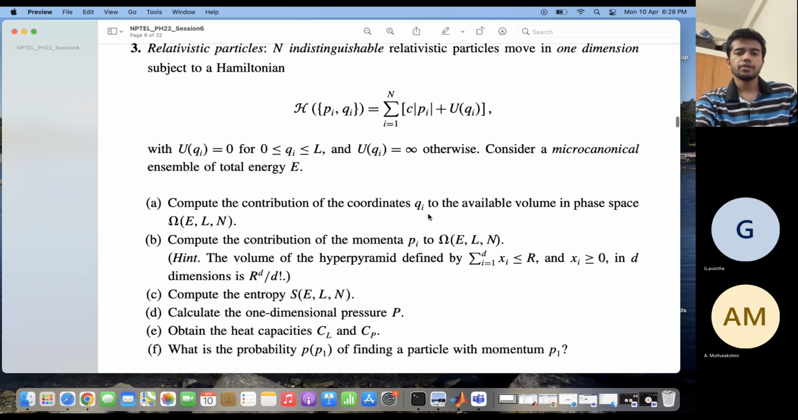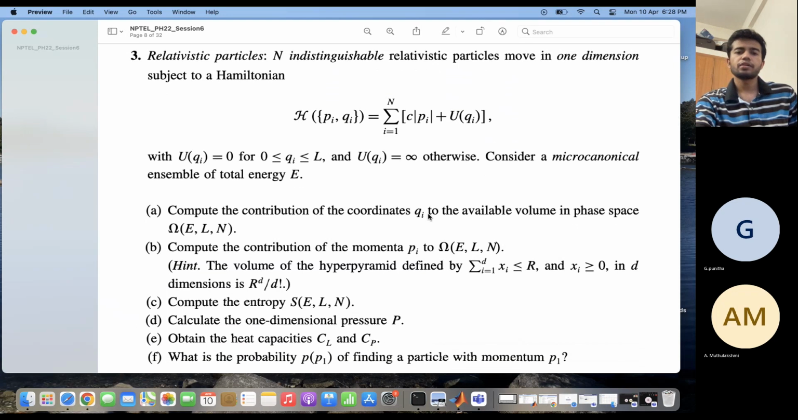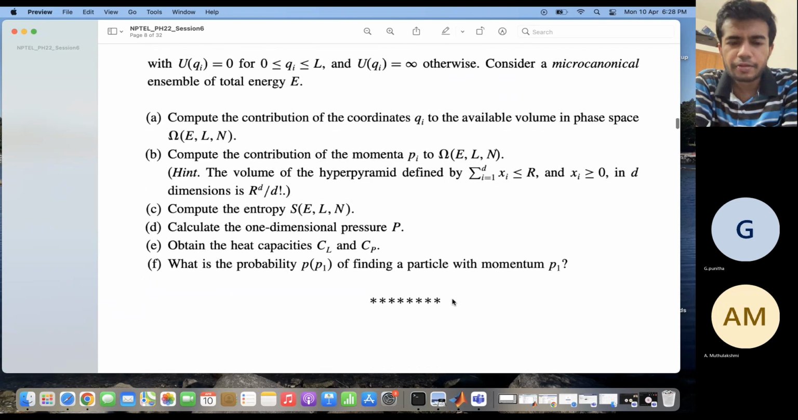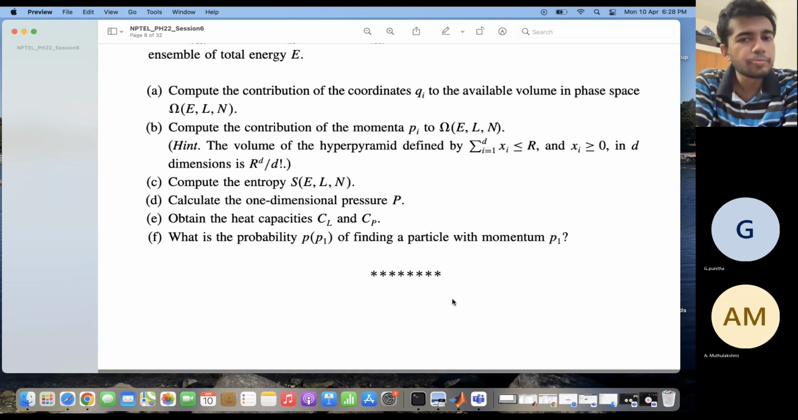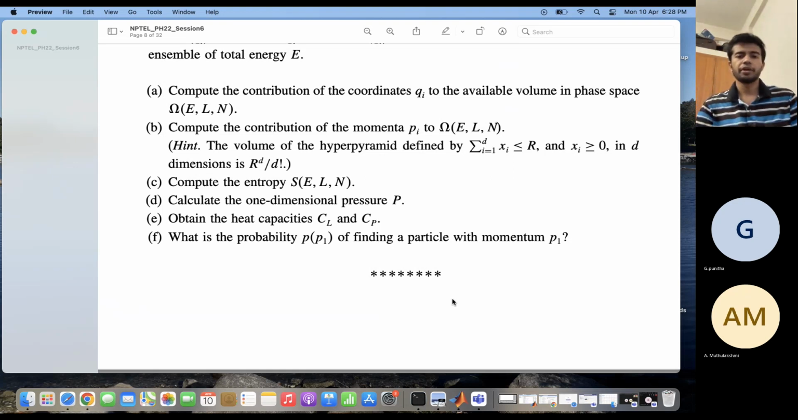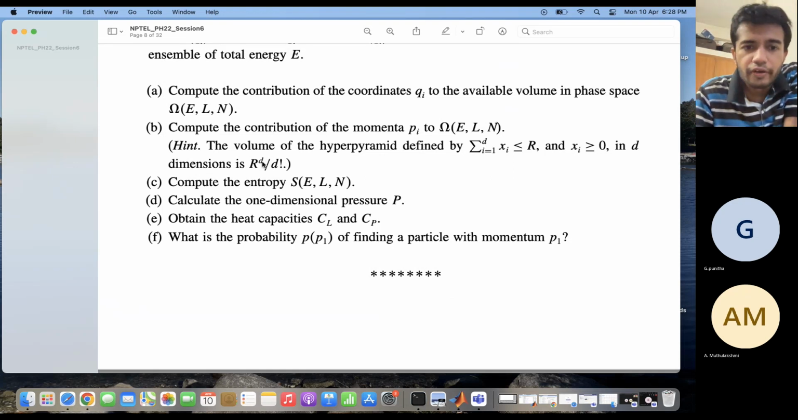Okay. Now consider a microcanonical ensemble of the total energy E. Now compute the contribution of coordinates qi to the available volume in the phase space. You know that the total volume in the phase space has two contributions, one from the coordinates and the other from the momentum, that we had seen earlier. So the first question is the contribution of the coordinates to the phase space, and second, we have to calculate the contribution of momentum.